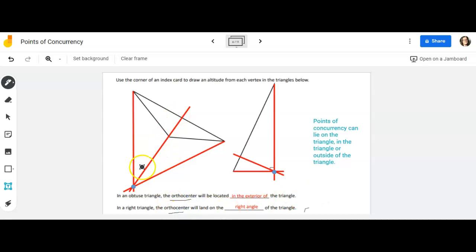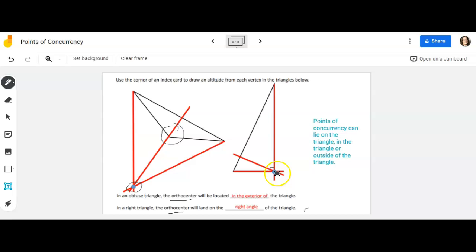So that means these are altitudes again. So when altitudes are drawn, they make orthocenters. Your orthocenter can lie outside of the triangle. And the time it will do that is if it's an obtuse triangle. So when you see an obtuse angle in your triangle, if all the altitudes were drawn, they would intersect outside the triangle.